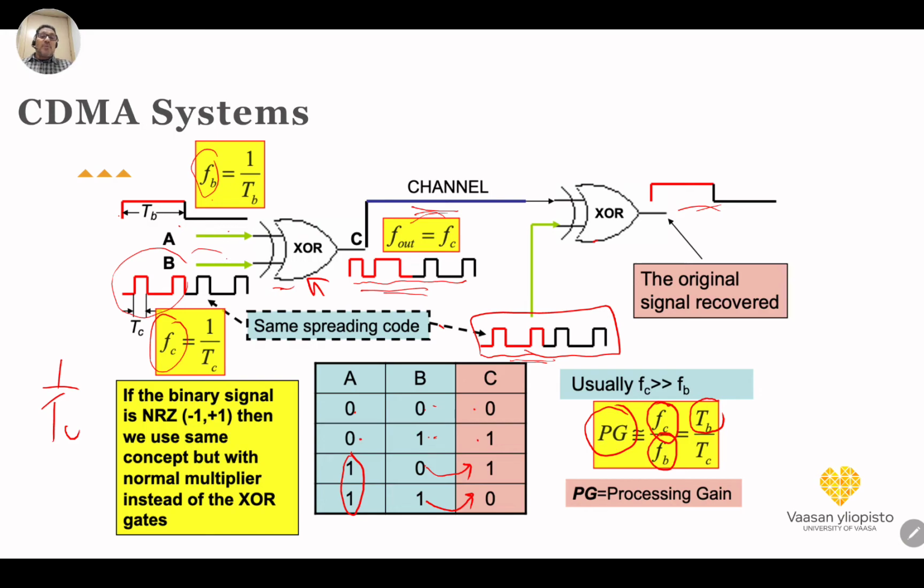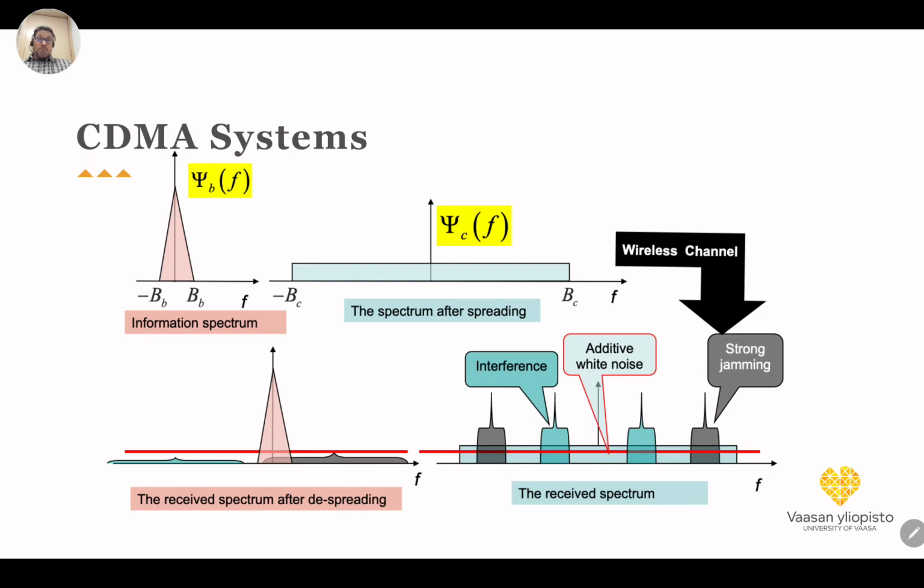Sometimes they call it the spreading factor, not processing gain. It is actually quite similar. So spreading factor or processing gain, those are key factors in the performance analysis of CDMA systems, as we will see soon.